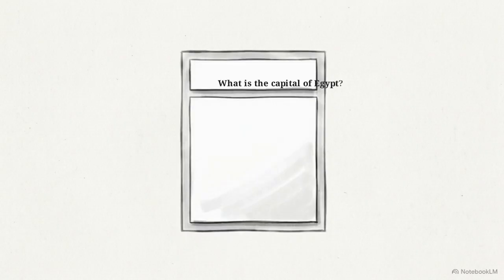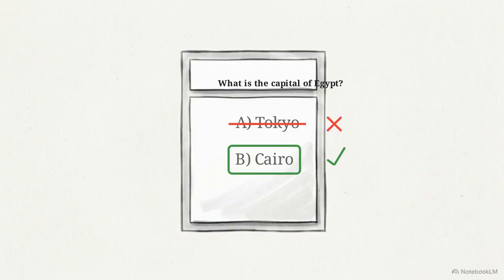Before diving into the text, we activate our prior knowledge. If a question asks for the capital of Egypt and an option says Tokyo, you already have a mental filter. You know Tokyo is wrong and Cairo is right, all without reading a single sentence of the passage.